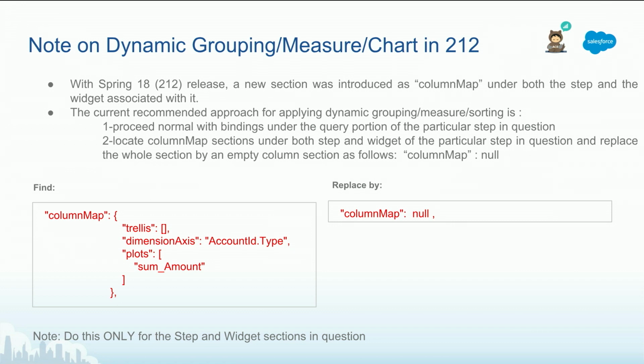Something to note, if you're doing the dynamic grouping measure chart, since the release 2.12, we have a new column map in the JSON that we need to manually update to null. So again, this is specific only for the dynamic grouping and measure.